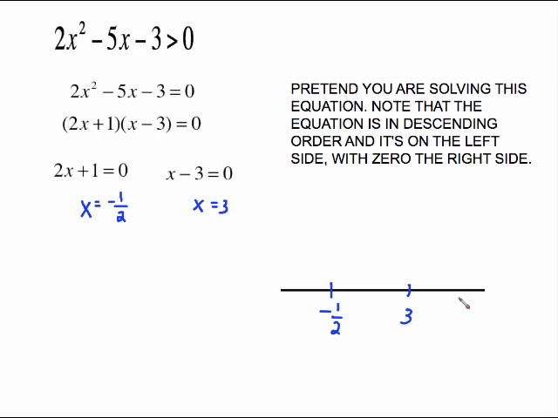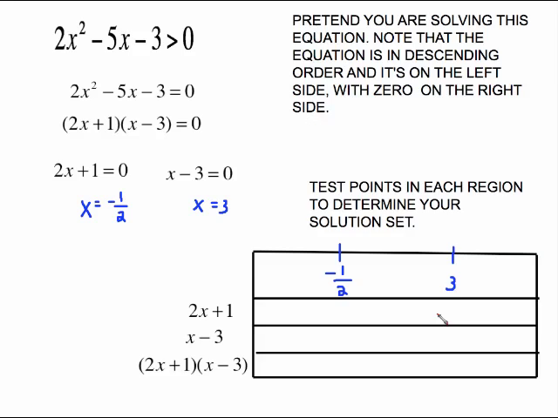One or more of these regions will get shaded in, and the way to decide what regions to shade is to do test points. And you're going to do it in this chart format. Notice this. Here's my line with the negative 1/2 and the 3, and these down here come from right there. 2x plus 1, that was one of my factors. X minus 3, that was my other factor. And then this is the product of the two. We are going to pick numbers that are in these particular regions. So we need to pick something to the left of negative 1/2, like negative 2, or negative 3, or negative 4. It doesn't matter. I'm just picking something to the left of negative 1/2.